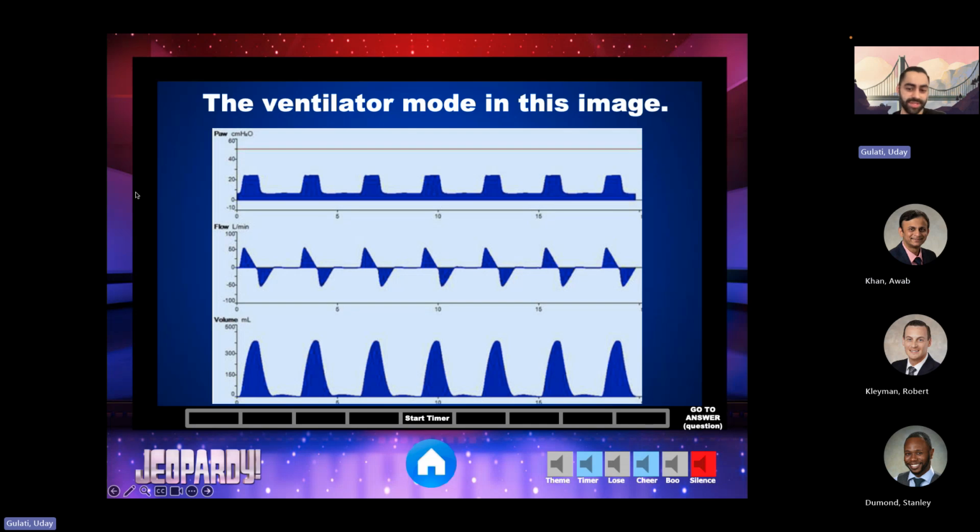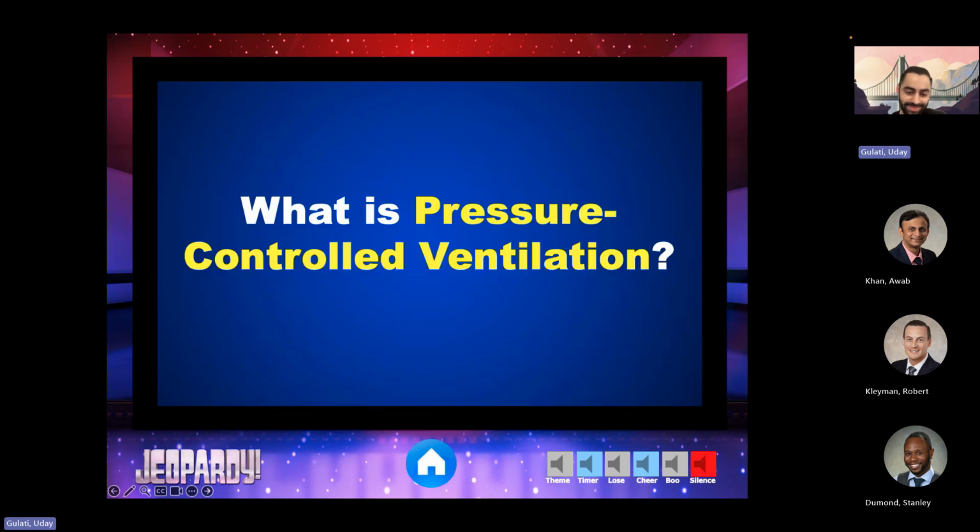What's the ventilator mode in this image? The pressure's about the same. It's not varying either way, so always look for it. Pressure control. Beautiful. So pressure control ventilation. So how'd you get there? You want to walk us through how you got there?